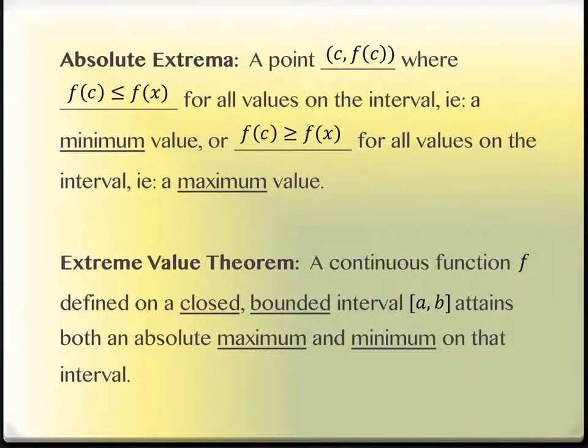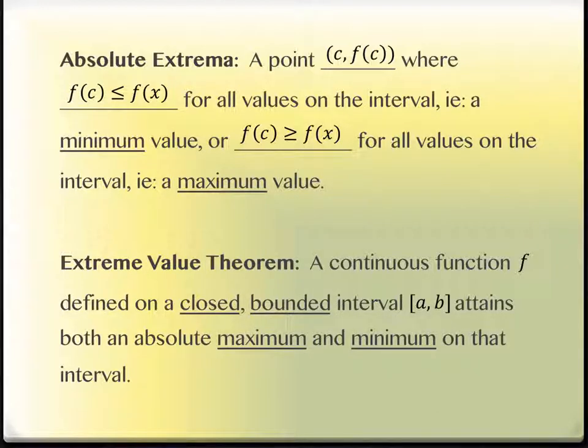This type of extrema is called an absolute extrema. Absolute extrema generally is on a specific interval, but it doesn't have to be. I'll give you an example of one that's not here in a minute. But the absolute extrema is actually the absolute biggest or the absolute smallest value for the whole graph. Okay, that's what it is. So if we have a point, C, f of C, it's a location where it is the absolute smallest, in which case it's called the minimum, or the absolute biggest, in which case it's called a maximum.